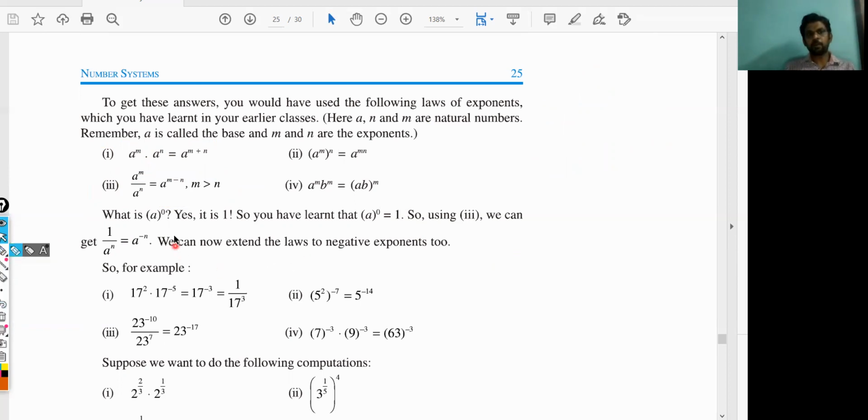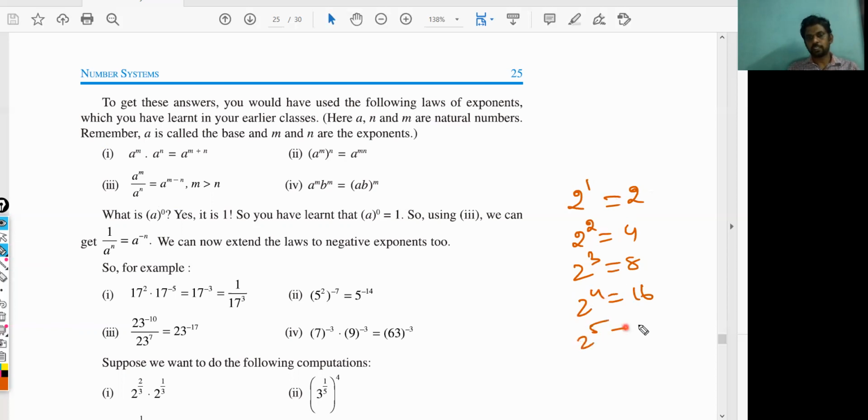So what is a power 0? What is anything power 0? So we have already seen that it is equal to 1. So why is it equal to 1? Why is anything power 0 equal to 1? So I'll give you an example here. 2 power 1 is 2. 2 power 2 is 4. 2 power 3 is 8. 2 power 4 is 16. 2 power 5 is 32.